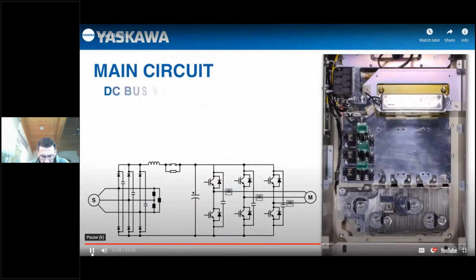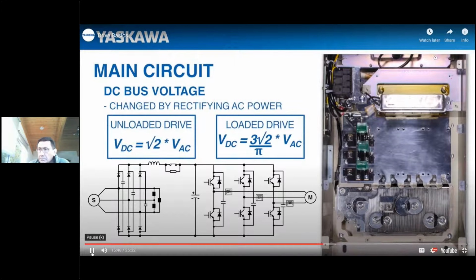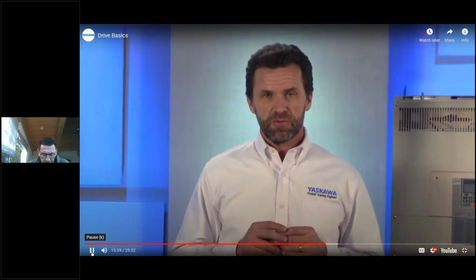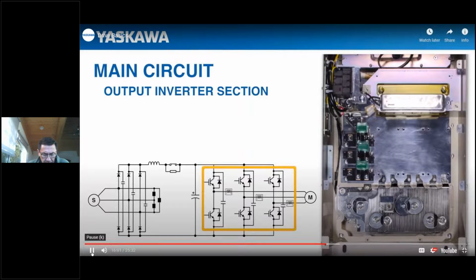It's also important to note that the voltage level in the drive has now changed by rectifying AC power. The new DC bus voltage can be calculated using this formula. VDC equals the square root of 2 times the voltage of the incoming AC. We now move to the last major section of the drive, the output, or more specifically, the inverter section.